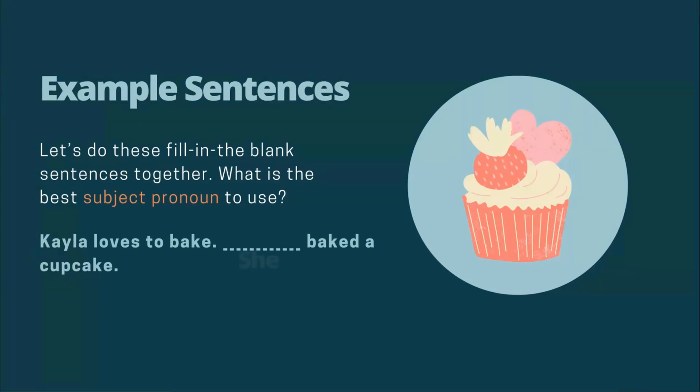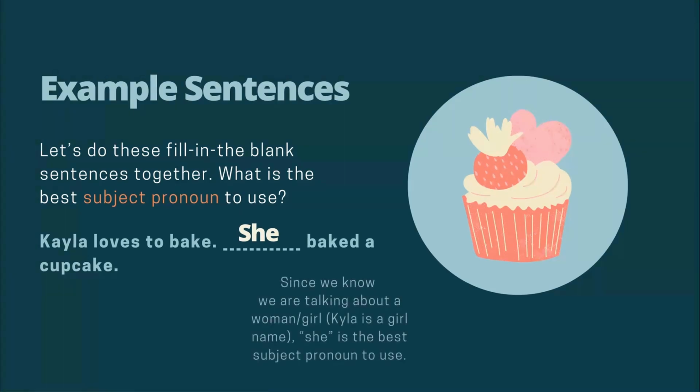Let's see. She. So our sentence would be, Kayla loves to bake. She baked a cupcake. Why is she the best subject pronoun to use? Well, we know we are talking about a woman or girl. Kayla is a girl name. And so because Kayla is a girl name, then we know that she, because she is typically used to talk about girls or women, she is the best subject pronoun to use.